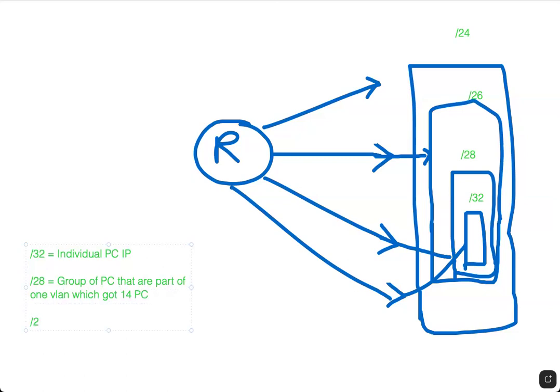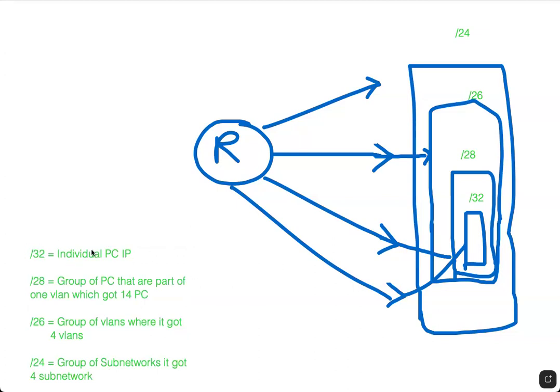A /26 will be a group of VLANs, where that is four VLANs. A /24 is a group of subnetworks. So that is how we are separating, right?